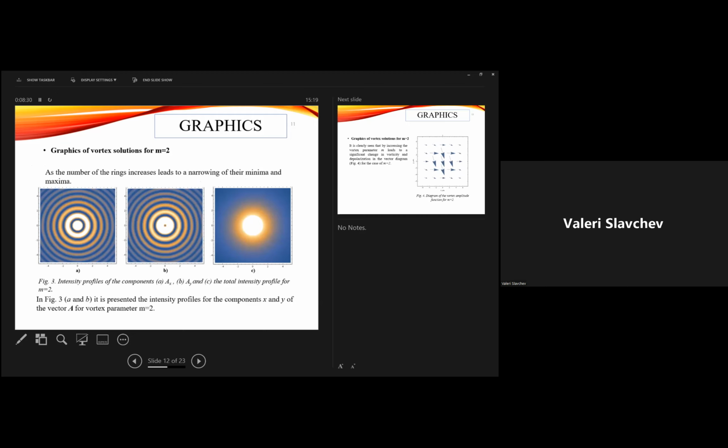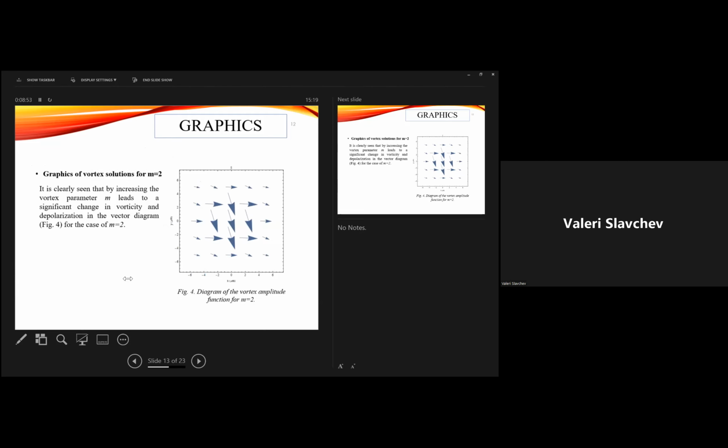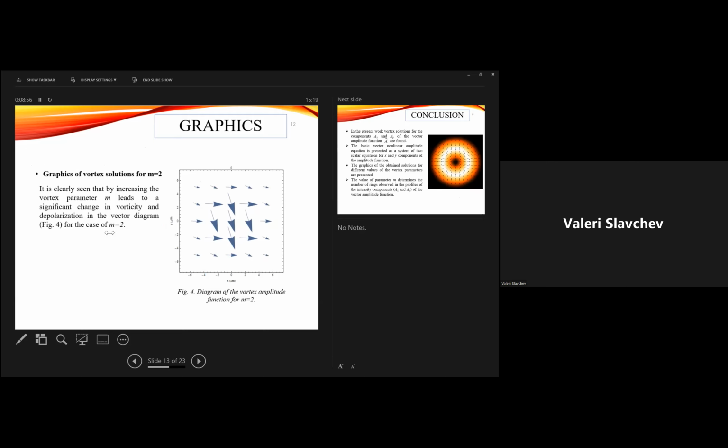After that, for case m equals 2, we observe that the number of the rings decreases, and this leads to a narrowing of their minima and maxima. So that means this vortex parameter corresponds very well to the number of the rings presented in the components of the vector field. In the vector diagram for m equals 2, it's clearly seen that decreasing the vector parameter m leads to a significant change in the vorticity and depolarization in the vector diagram.